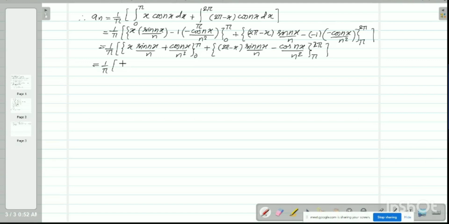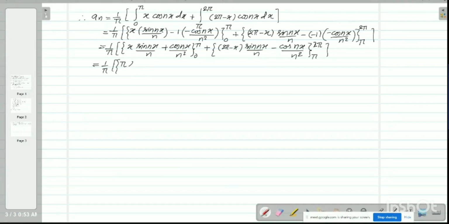Upper limit is pi. Should I do it directly here, or should I do it step by step? Yes or no, please reply. So step by step. Okay, fine, we will do it step by step. Instead of x put pi. Just open the bracket, pi. Here sin n pi becomes 0, so we write 0 directly. Did you understand this? If not, step by step.